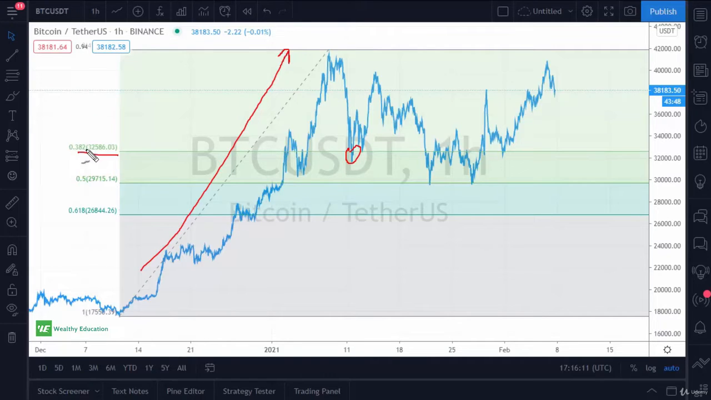And there is the 23, but again, not as common. 38.2 is much more common. And you can see it did react to that. But the 50 is even more important. The 61.8, of course, is the golden ratio that everybody likes as well. But the 50 is very popular.